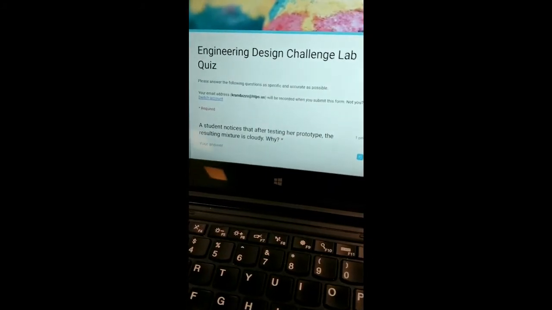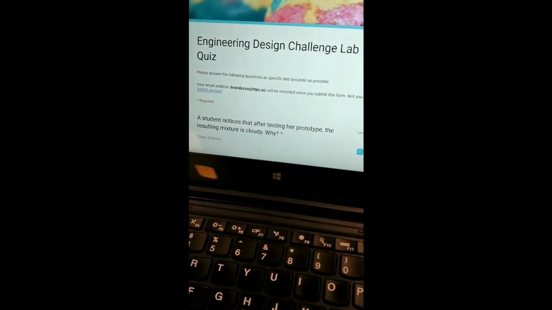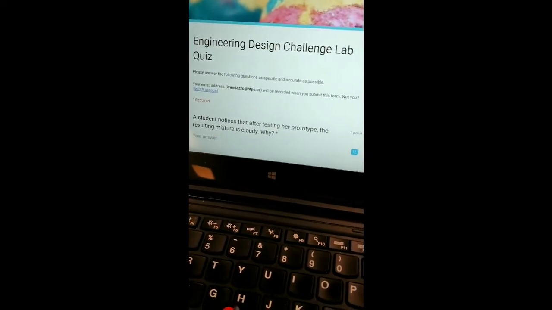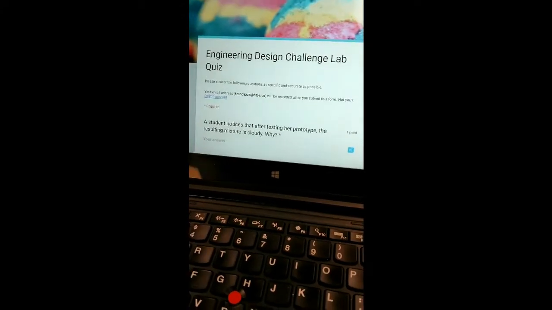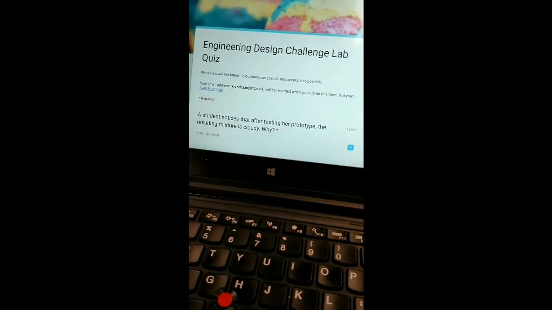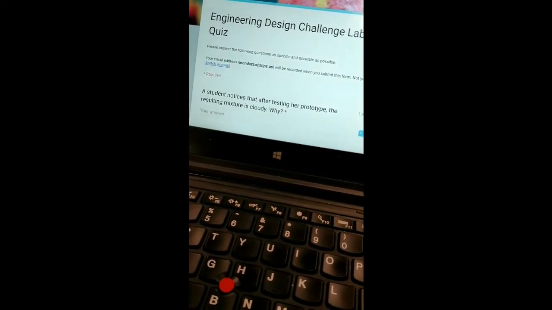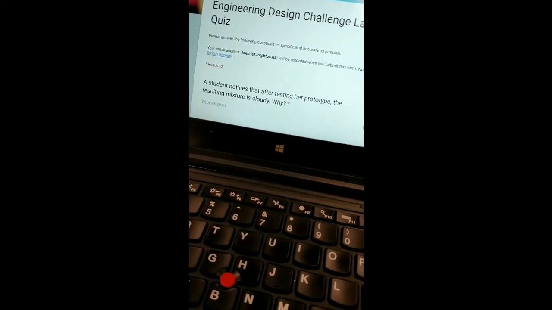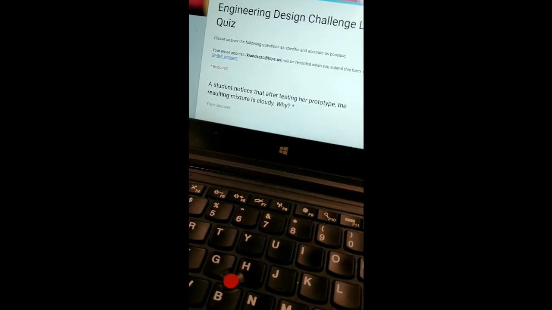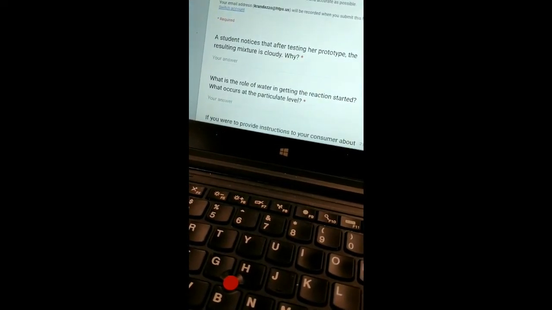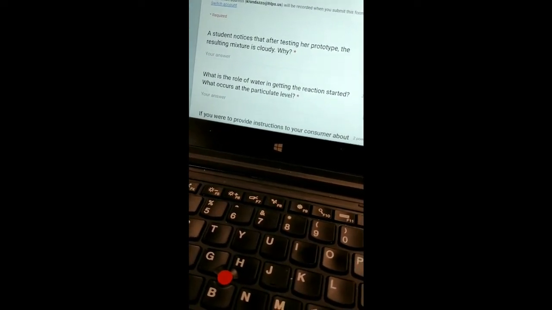I'll show you what my engineering design challenge quiz looked like so you could get a better idea of the types of things that I assessed. There were some really easy questions, like something like this, right? A student notices that after testing her prototype, the mixture is cloudy. Why?